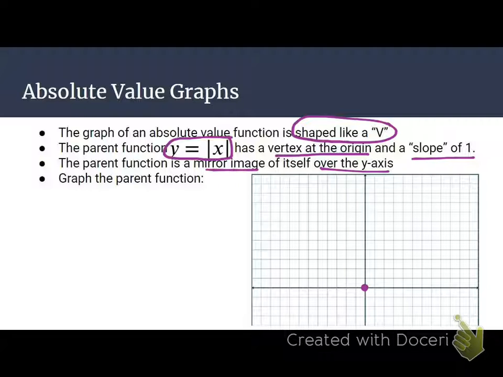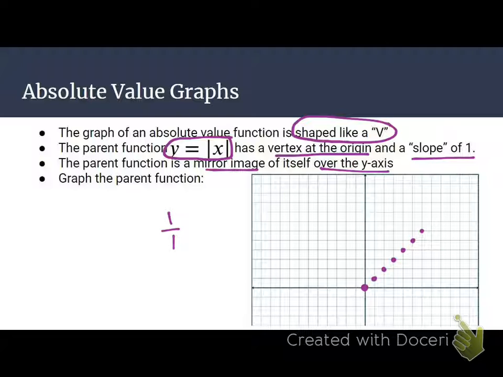Okay, then we have a slope of 1. So normally if I were to tell you you have a slope of 1, how would you write it as a fraction? 1 over 1. So from this point, where do you think we need to go? Up 1 and right 1. And we can do that a few times to get several points for that part of our V.